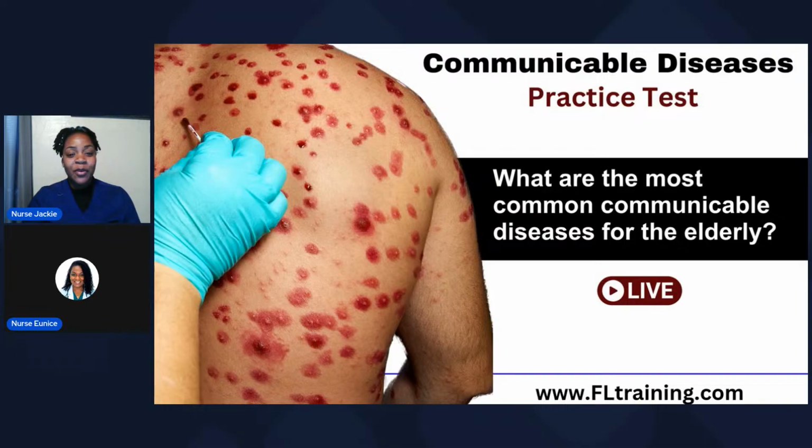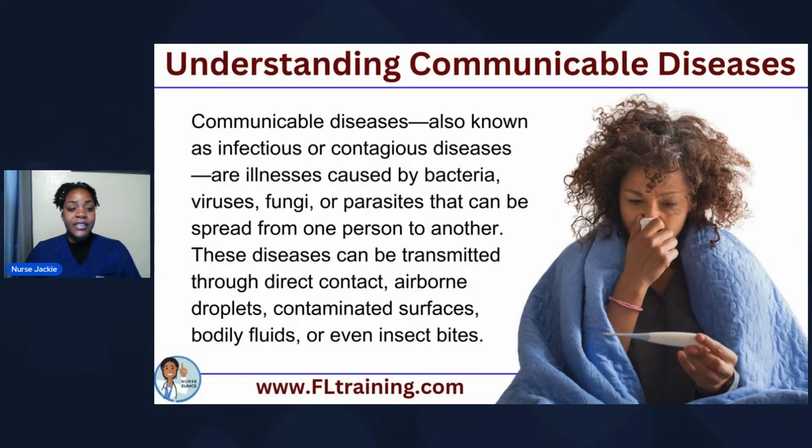So this evening we will be going over communicable diseases, and here's our next slide. So, understanding communicable diseases. A communicable disease is also known as an infection or a contagious disease, and they are illnesses caused by bacteria, viruses, fungi, or parasites that can be spread from one person to another. These diseases can be transmitted through direct contact, airborne droplets, contaminated surfaces, bodily fluids, or even insect bites.